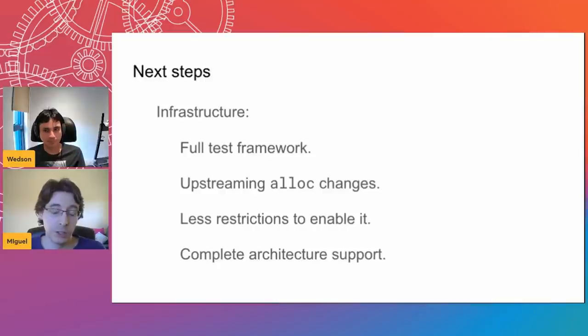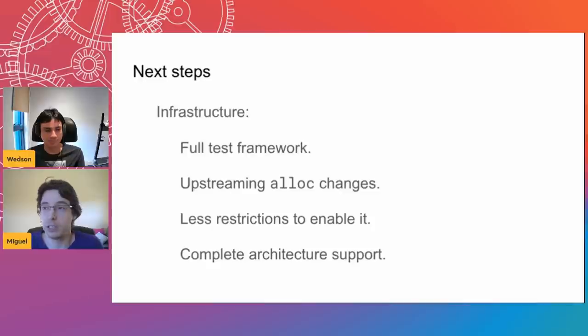Then we also want to upstream and keep alloc reasonably close in sync with what is upstream. We want to remove restrictions on the Rust support. This means when you configure the kernel, there are a lot of options, right? And some of these options require extra work on our side to support. There are all kinds of options in the kernel, for example, for the toolchain, there are many options and features that we have to work on in order to be able to activate the Rust support when the user wants to have them enabled.